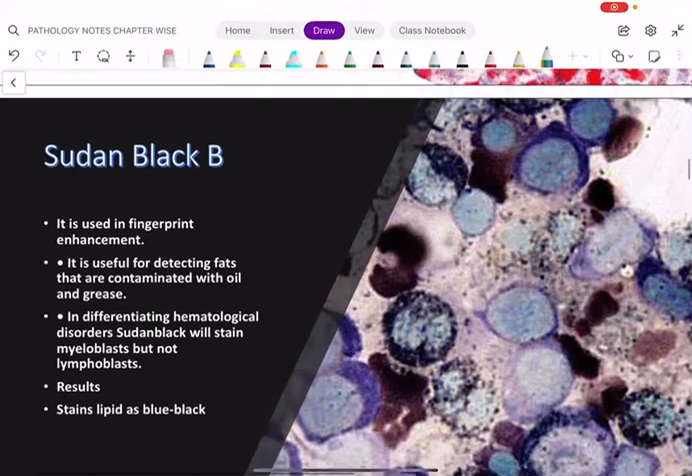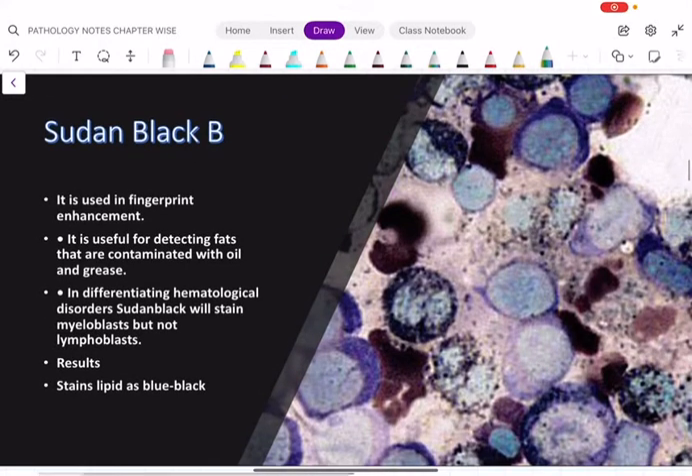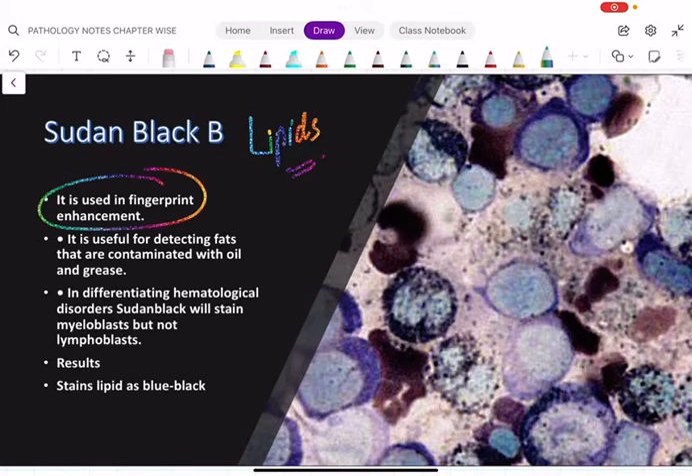Once that is done, we have another stain for lipids. This is what we call Sudan black B. Actually, this is mainly used in fingerprint enhancement, that is, in case of crime investigations and all. It will also be used for detecting fats which are contaminated with oil or grease. As you can see here, the fats are stained black in color.